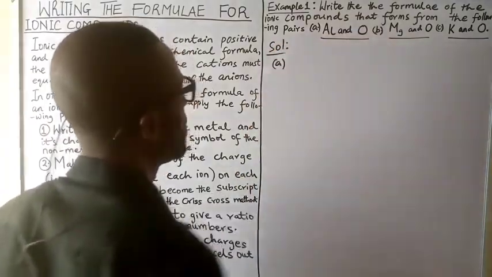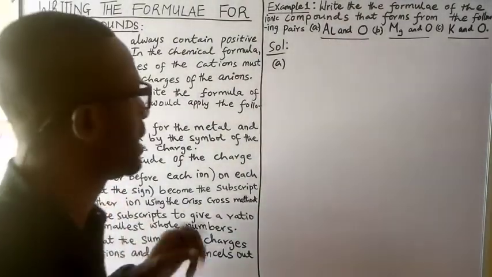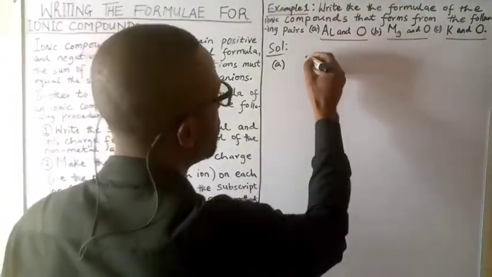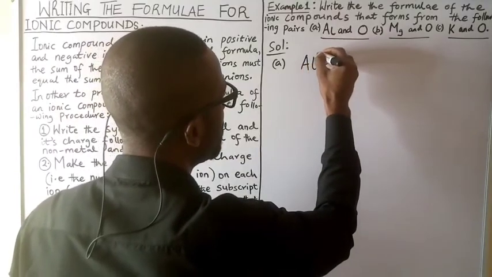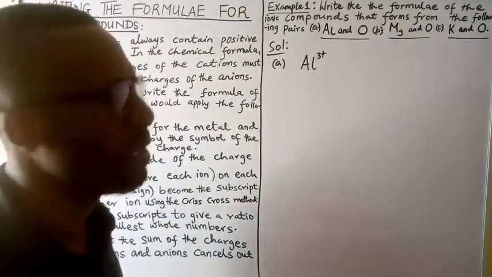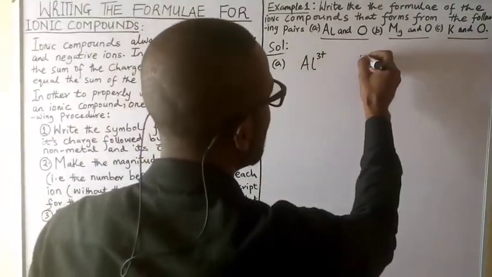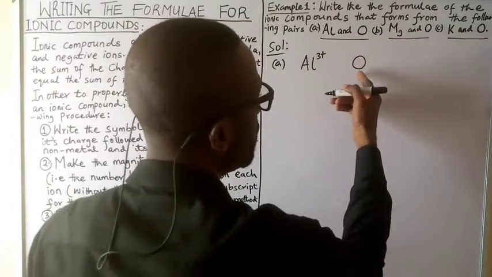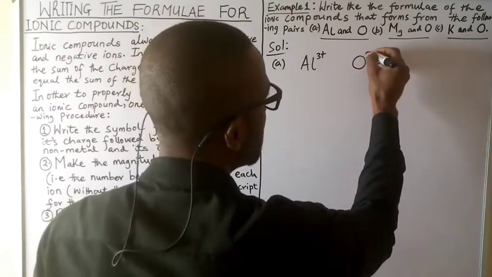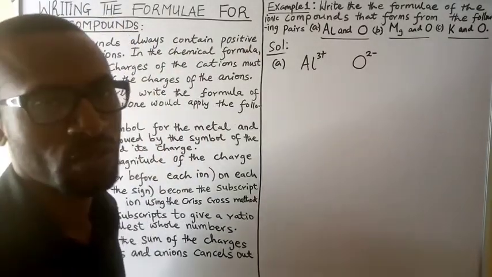For the first one, we are going to follow the principle. It says write the symbol for the metal and its charge. Aluminium always has the oxidation state of 3+, always wanting to ionize by losing 3 electrons. So that's the first thing. Then you write the symbol of the non-metal and its charge. Oxygen will always want to gain 2 electrons for it to ionize.